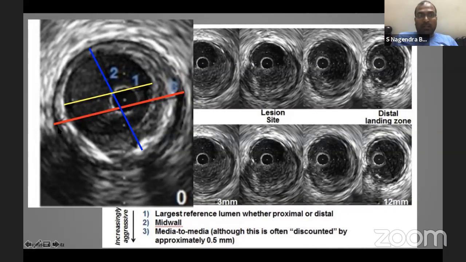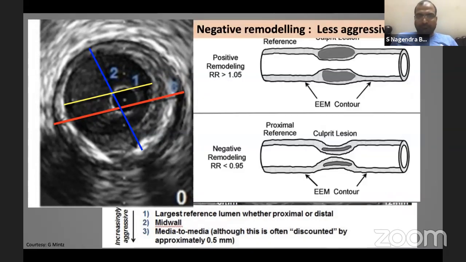The yellow line and the red line are done in the proximal and distal reference segment, while the blue line, which is mid wall to mid wall, is done in a segment of the vessel which has got the maximal amount of disease with the minimal lumen area. So let's go with remodeling.